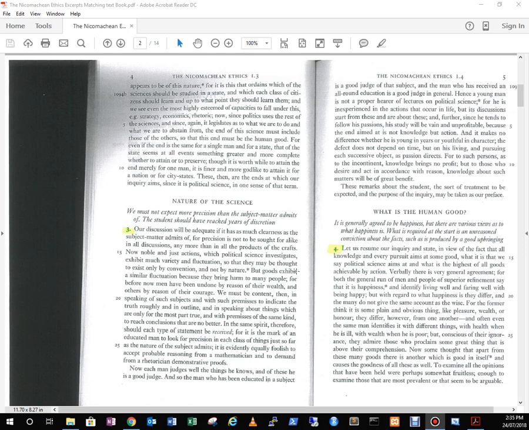Here we go. But goods exhibit a similar fluctuation because they bring harm to many people. For before now men have been undone by reason of their wealth, and others by reason of their courage. We must be content then in speaking of such subjects and with such premises to indicate the truth roughly and in outline, and in speaking about things which are only for the most part true, and with premises of the same kind to reach conclusions that are no better.